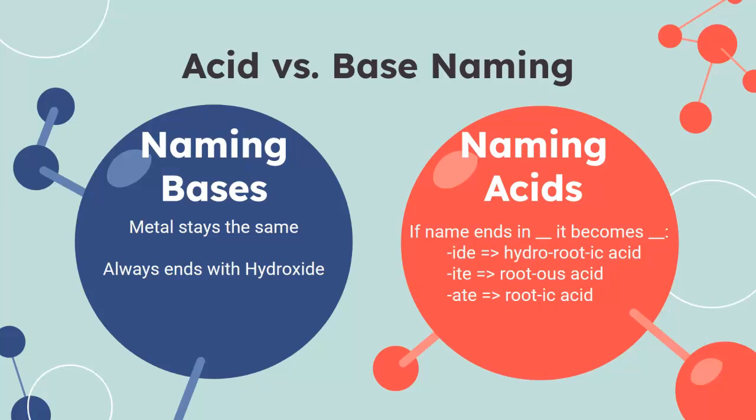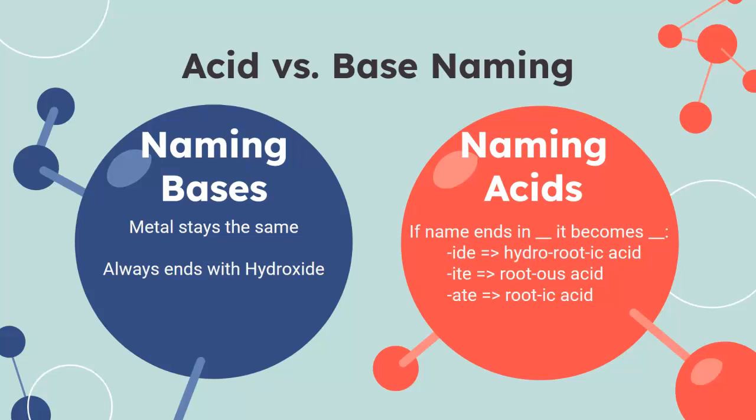When we're naming acids and bases, we have to follow the IUPAC rules. When we name bases, your metal stays the same, and you always drop the end and replace it with hydroxide. When we're naming acids, there's a couple different ways to do it. It just depends on what the name should have ended with.